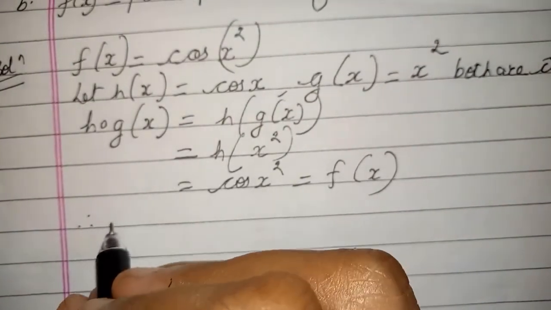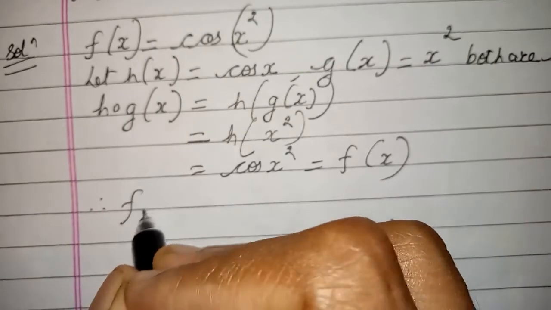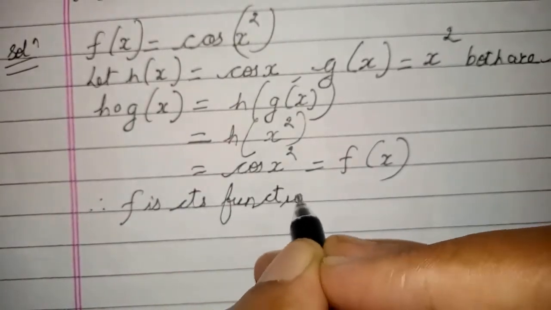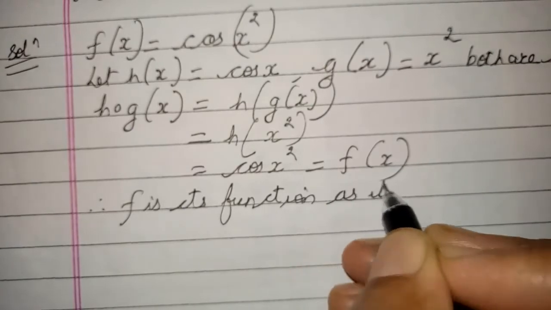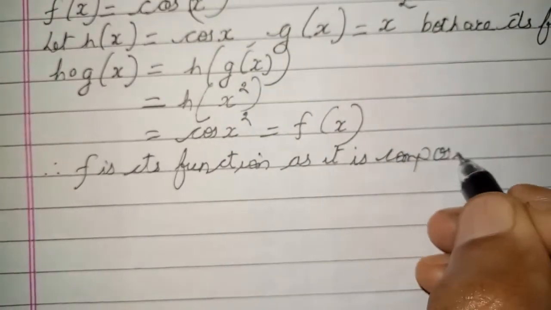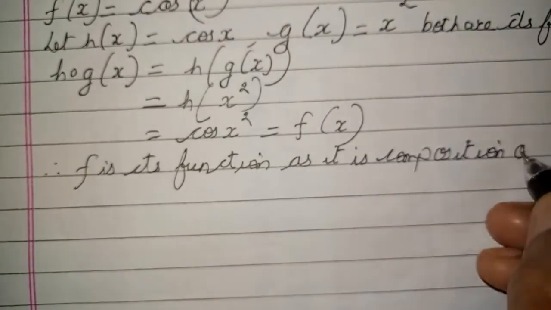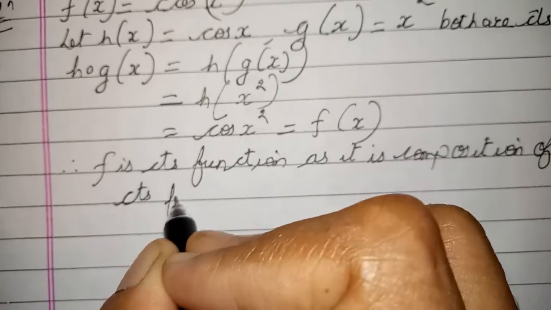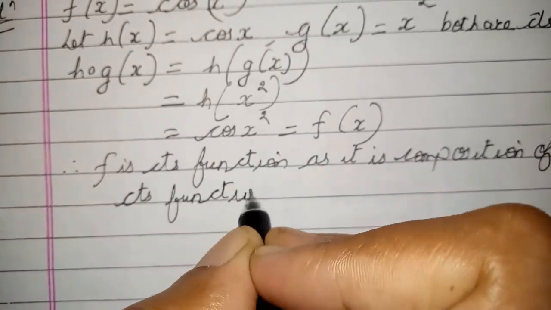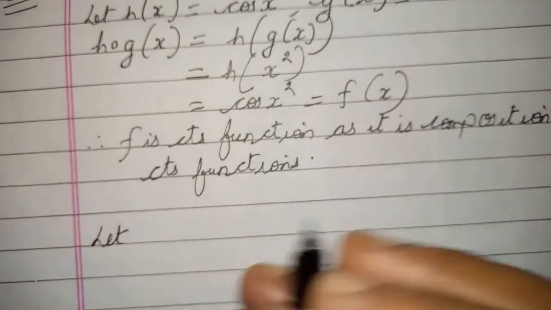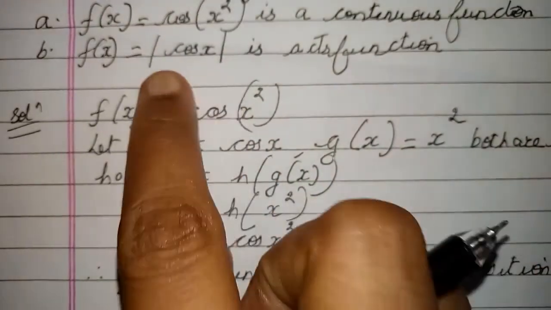Therefore, f is a continuous function as it is a composition of two continuous functions.